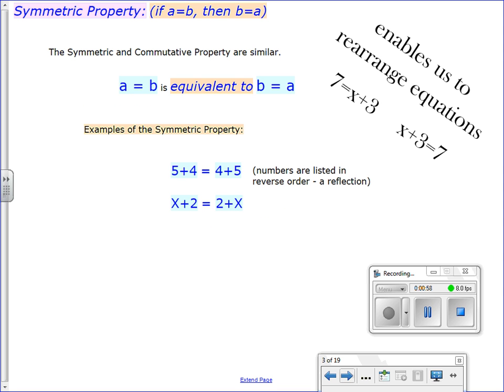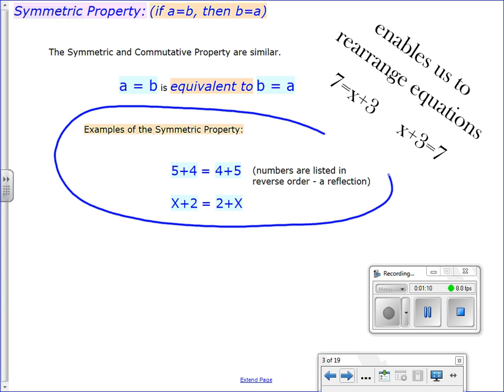Next, we have the symmetric property, and the symmetric property and the commutative property are very similar. As a matter of fact, the examples of the symmetric property are 5 plus 4 equals 4 plus 5, x plus 2 equals 2 plus x. Notice how the numbers are listed in reverse order. It is a reflection. But also you can see how it's used over here. 7 equals x plus 3, x plus 3 equals 7. So you can look at it that way as well.